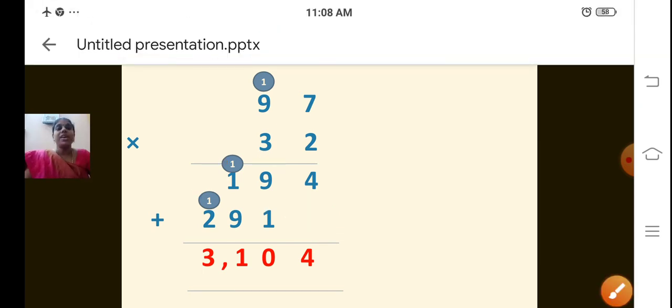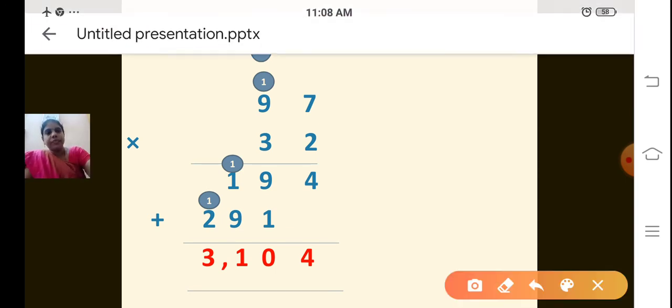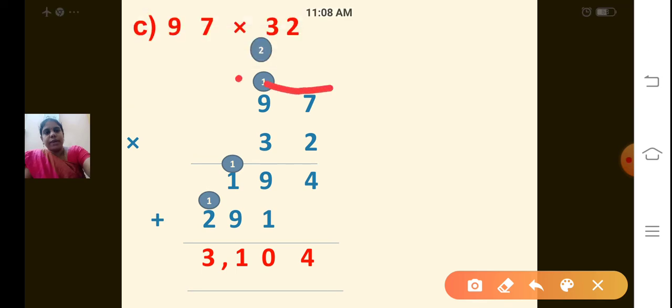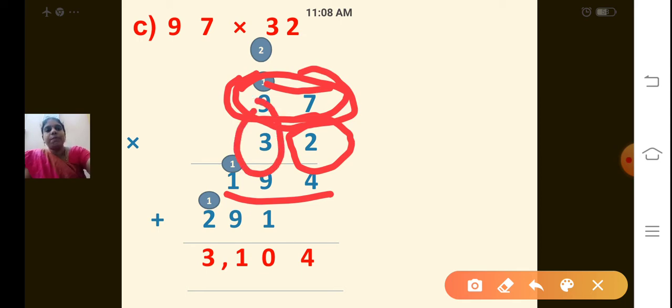I'll repeat it one more time. What we have to do? See, 97 into 32. First take 2. So first we are going to multiply the multiplicand by the ones digit of the multiplier. So 97 into 2. Write down the answer. Now second step, multiply the multiplicand by the tens place of the multiplier. 97 into 3 is the second step.